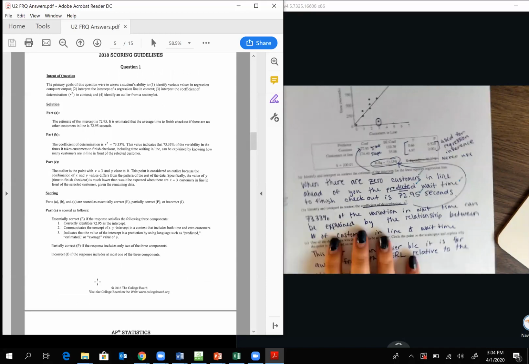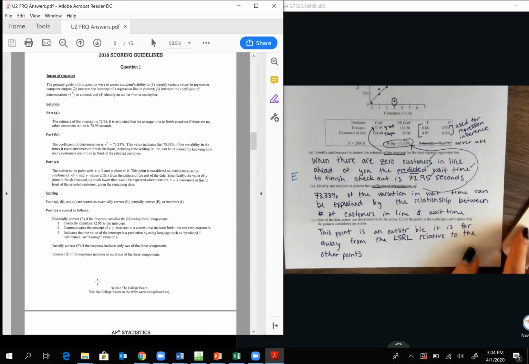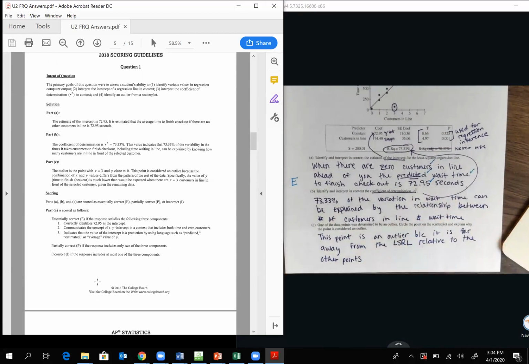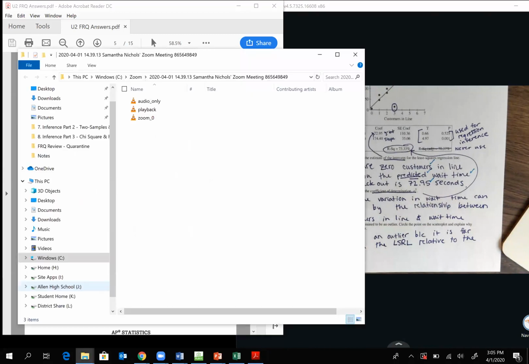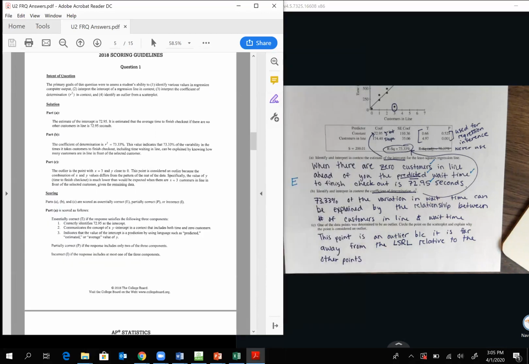For part B, it asks you to determine the coefficient of determination. Remember, coefficient of determination is r squared. It tells you that here, but it might not tell you that later. The correlation coefficient is r. So coefficient of determination, r squared; correlation coefficient, r. To interpret that: 73.33% of the variation in wait time can be explained by the relationship between number of customers in line and wait time.